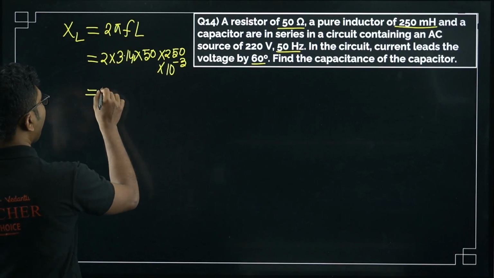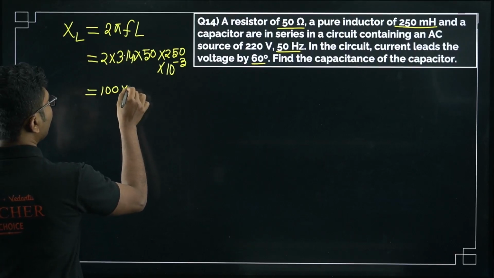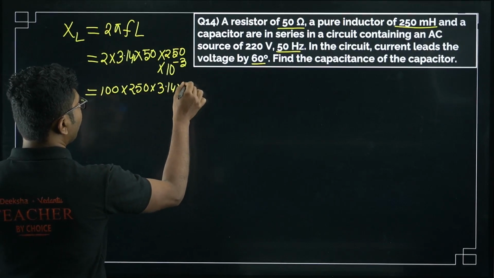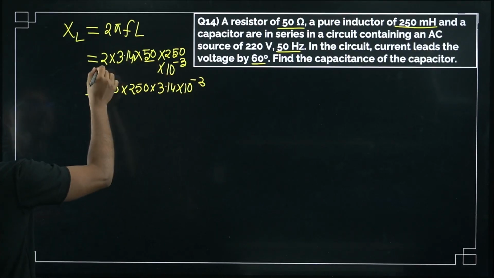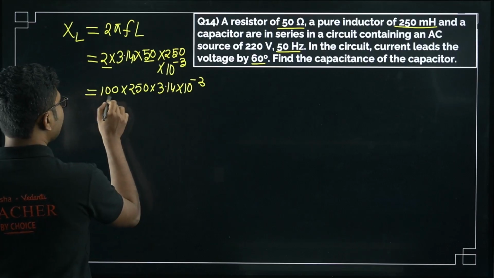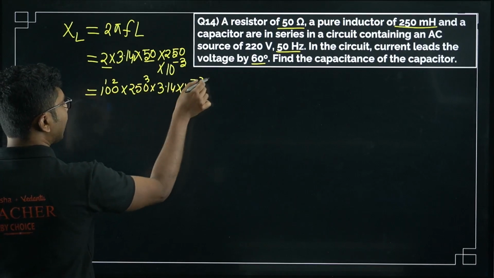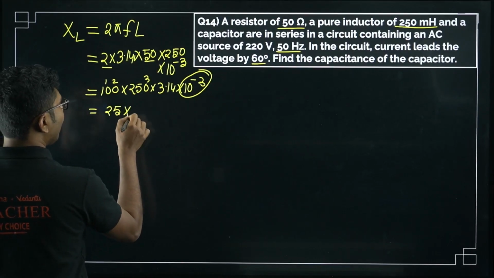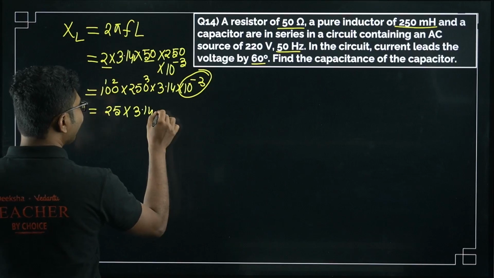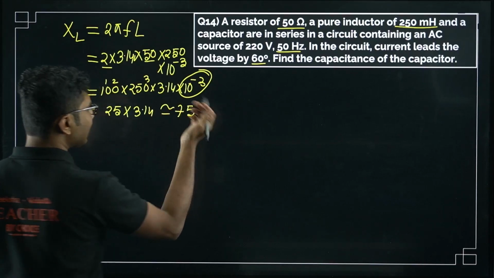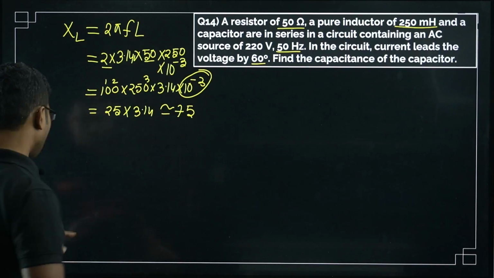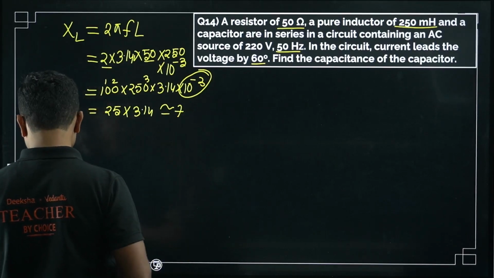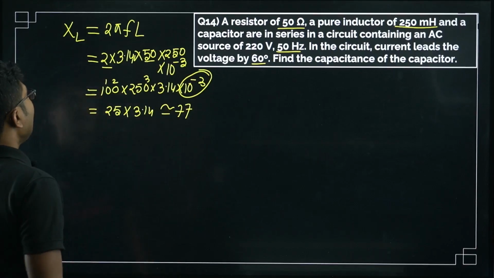So 100 into 250 into 3.14 into 10 to the power of minus 3. Why am I writing 100? Because 2 into 50 is always 100, right? So these 3 zeros are cancelled with this 10 to the power of minus 3. So you can say 25 into 3.14. That will be very close to 75, but it will be more than 75 because there is a 0.14 term also. I think 77, if I am not mistaken, it will be 77 point something. Okay, now this is XL.